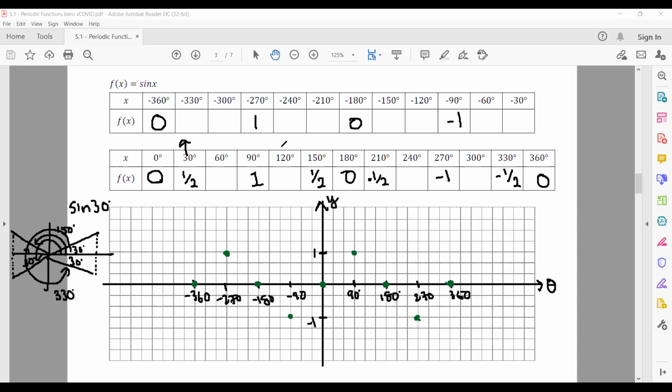And you might guess those numbers are also going to repeat again and again because this is periodic. That's a half. That's a negative half. That's a negative half, and that's a half.